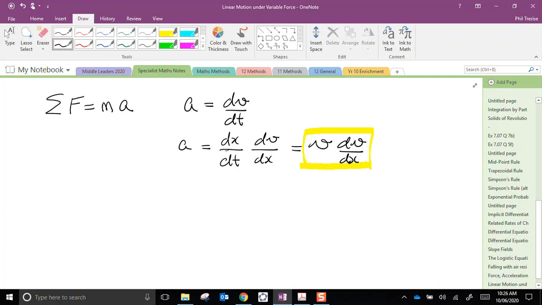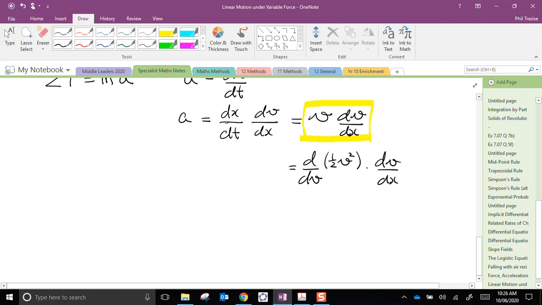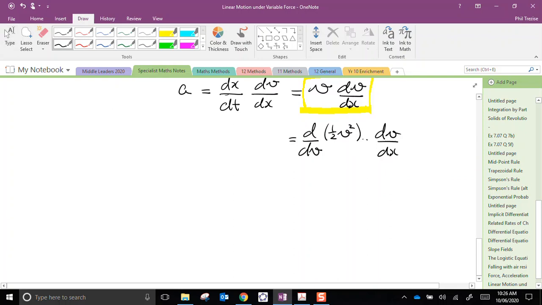Now, occasionally, we would write this as the derivative with respect to v of 1/2 v squared multiplied by dv dx. And as you can see, there are two dv's, one in the numerator, one in the denominator. So this is an alternative form that we can use for acceleration.